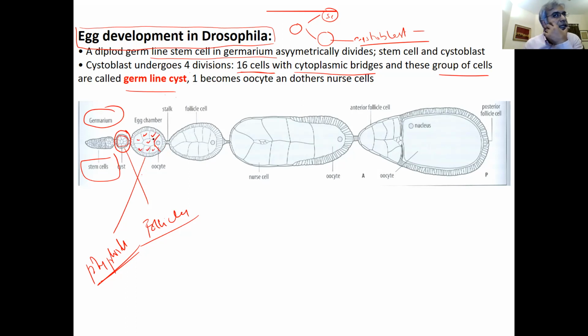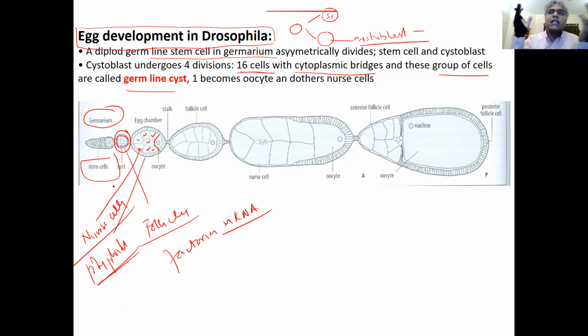Now, the purpose of these cells, what we have learned, is that they are factories of large-scale mRNA production. And these cells are called nurse cells. Nurse cells are the ones which nurse the oocyte, and they produce these large amounts of mRNAs which are deposited in the oocyte. And you should know which are these mRNAs. What are these mRNAs which are being deposited here?